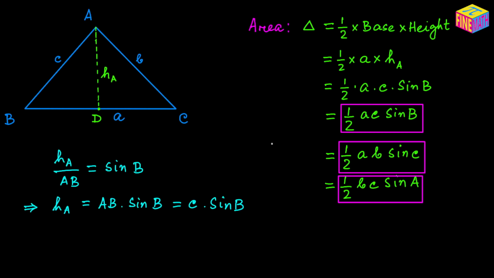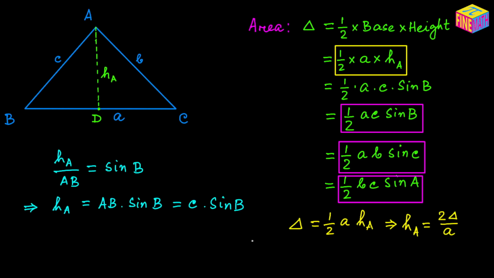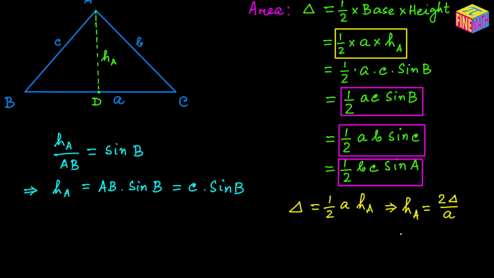Now let me also highlight this particular form in a yellow box, and from there we should be able to derive another interesting relationship. So from here we can say that delta is equal to half times a times h sub a, and from here we can say that h sub a is equal to 2 times delta over a. So if the area of a triangle is given and one of the sides is given, then if we have to find the height of the vertex from that side, that will be 2 times the area over the side length. And similarly, we should be able to derive that h sub b, the height of the vertex B from the side AC, will be equal to 2 times delta over b, and similarly h sub c will be equal to 2 times delta over c.